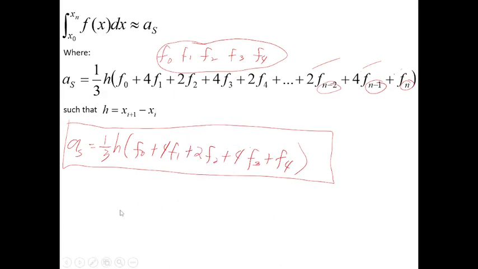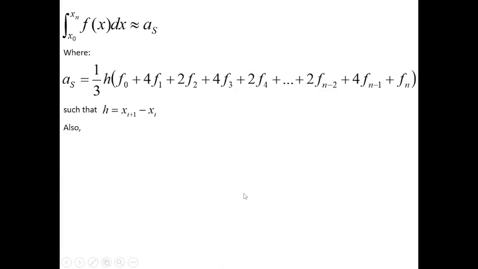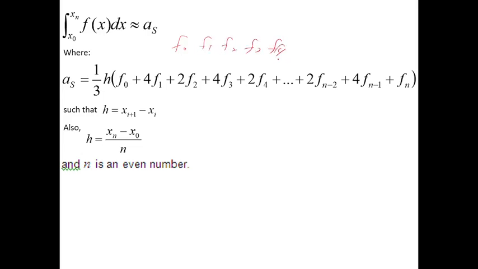All right, so we proceed. Also h is equal to x sub n minus x sub 0 all over n. So this is the formula for the interval h, and n is an even number. N should be an even number. So in our example, we have f sub 0, f sub 1, f sub 2, f sub 3, f sub 4. So this is the n value, which is 4, an even number.